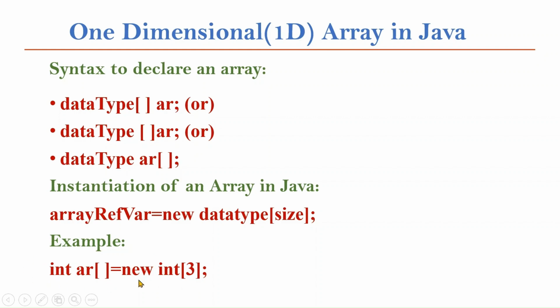And when you write like this, by using the new operator, the memory is allocated. If you write only the declaration, memory is not allocated.